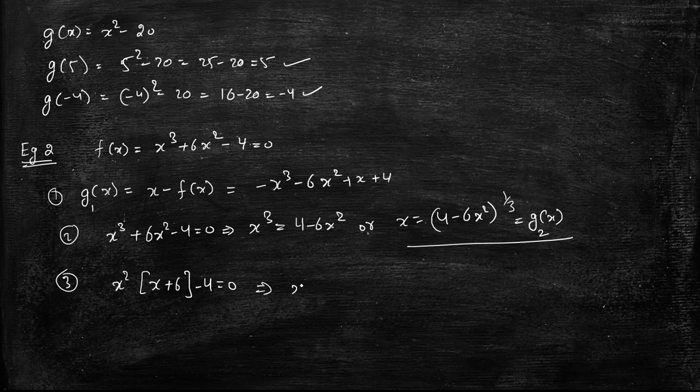Then this implies x square is equal to 4 upon x plus 6. This implies x is equal to plus minus square root of 4 upon x plus 6. You can take the plus term, you can take the minus term, and depending on that we can get g3. So there is not a unique way; there are many ways to find the function g(x) corresponding to our original equation, whose roots we need to find. So that's all for this section. Next we will see the existence and uniqueness theorem for fixed points.